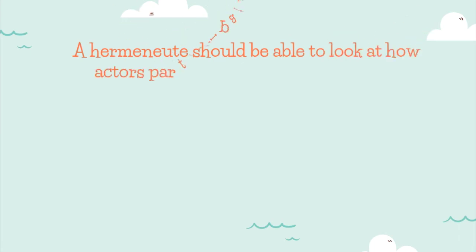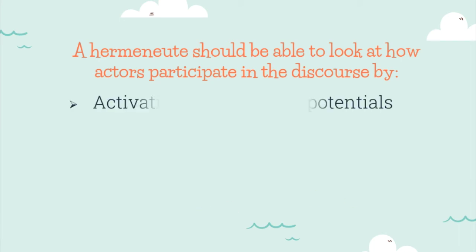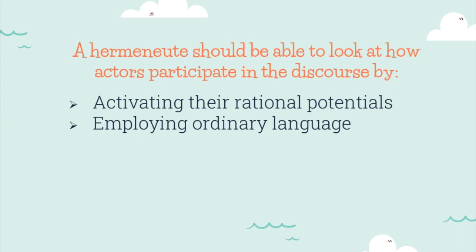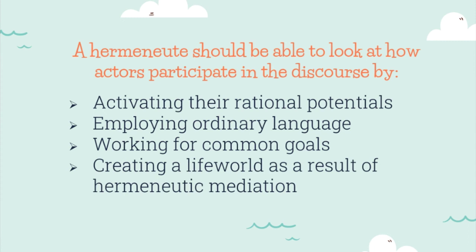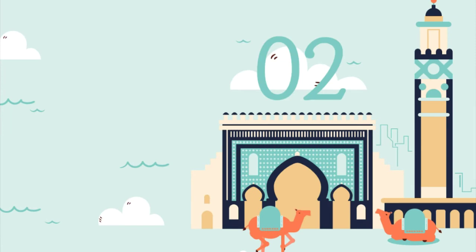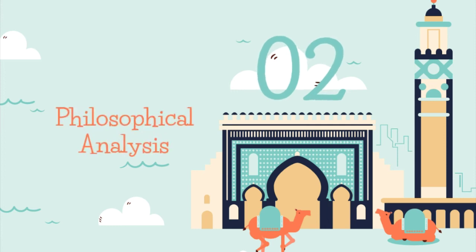A hermeneut should be able to look at how actors participate in the discourse by activating their rational potentials, employing ordinary language, working for common goals, and creating a life world as a result of hermeneutic mediation. To philosophize and interpret in this way will make a philosopher understand his life in society better, especially during times of conflict. A very different approach older than hermeneutics also uses language. It is known as philosophical analysis.